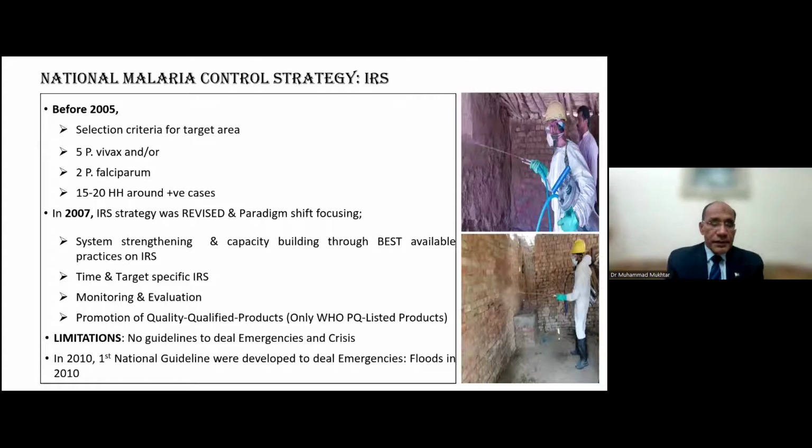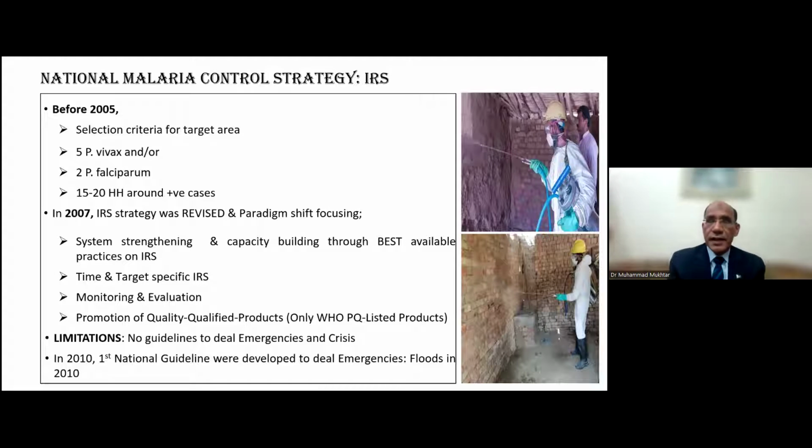Time and target specific IRS, which means that we make very crystal clear timelines and what would be the timing for the IRS to get its desired impact. Then monitoring and evaluation, and on top of that, we introduced the policy of using only WHO pre-qualified insecticide in the country. There was one limitation in the 2005 national strategy, that there were no guidelines to deal with emergency situations in the country.